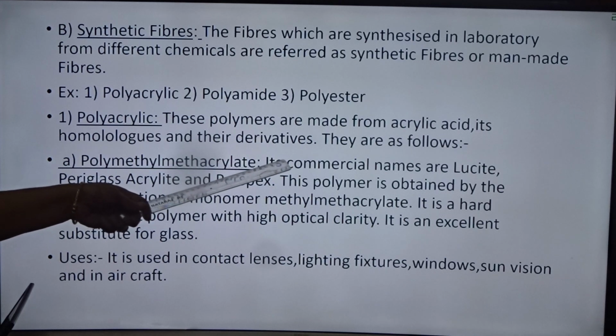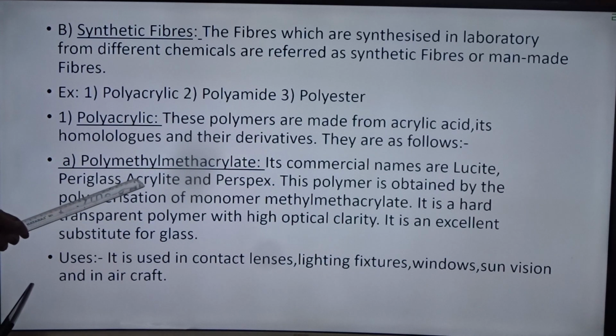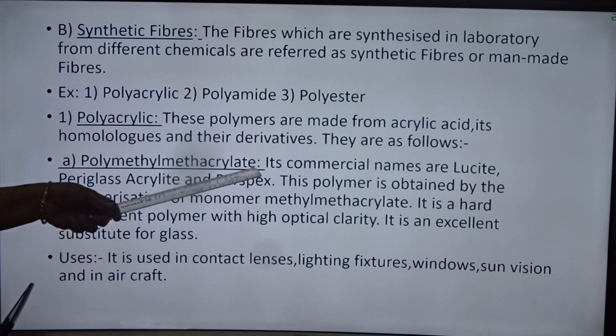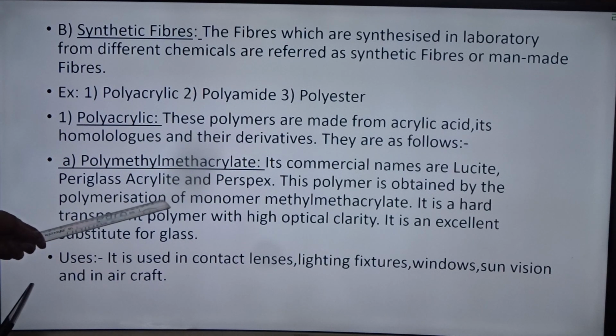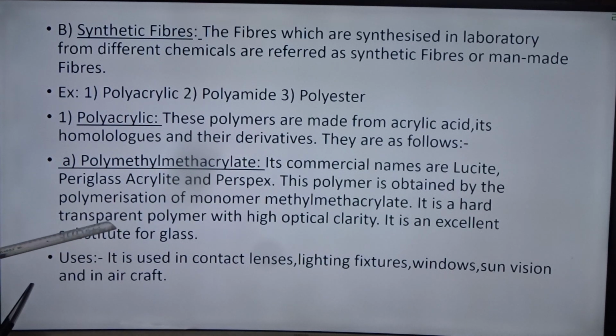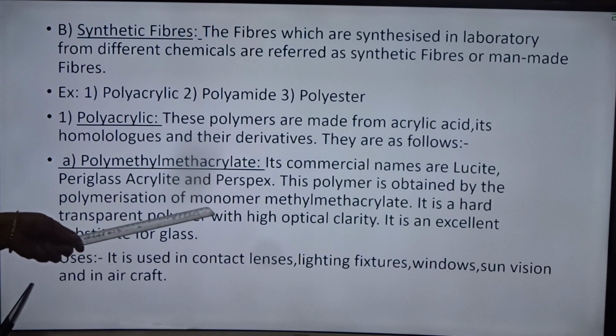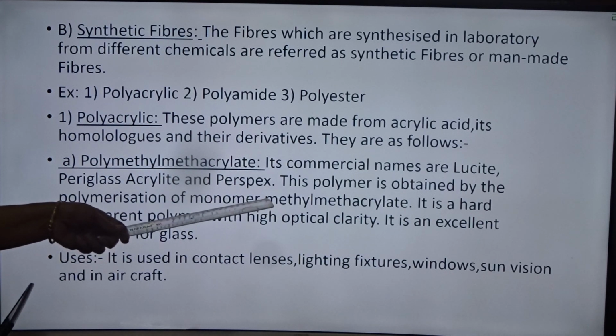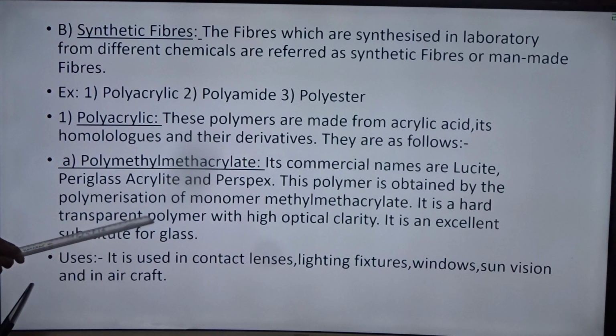Its commercial names are Lucite, Perspex, Acrylite and Plexiglas. This polymer is obtained by the polymerization of the monomer methyl methacrylate. It is a hard, transparent polymer with high optical clarity. It is an excellent substitute for glass. Uses: it is used in contact lenses, lighting fixtures, windows, sun visors and in aircraft.